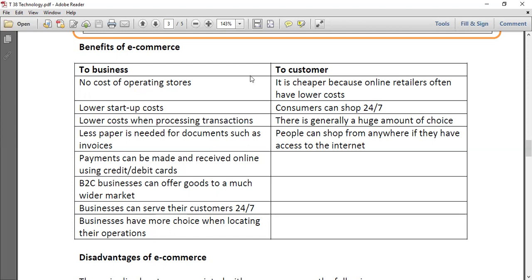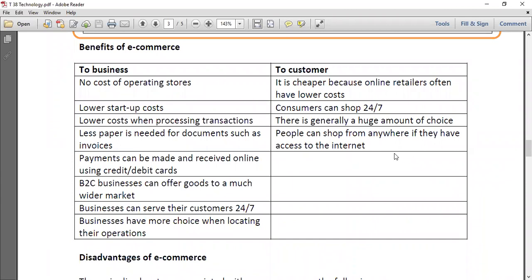And customers also get more advantages by using e-commerce, because they don't need to travel, right? Online retailers have lower costs, because they can work with a low profit margin and reduce overhead costs. As a result, sometimes prices are really low. Consumers can shop 24/7. They can shop anytime, anywhere, and there is generally a huge amount of choice. Yes, a vast amount of choice is there, and people can shop from anywhere in the world if they have access to the internet, right?